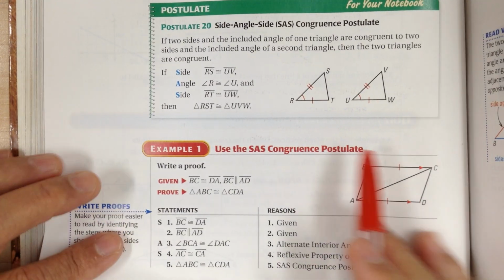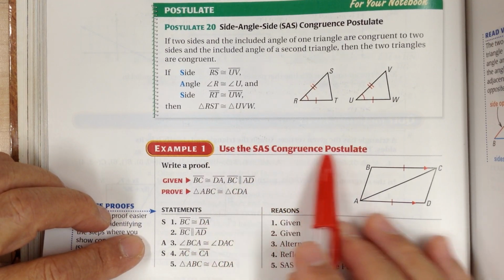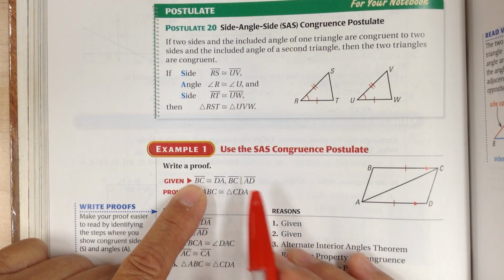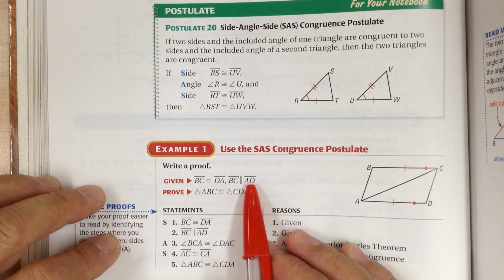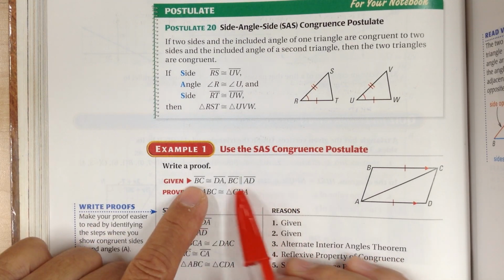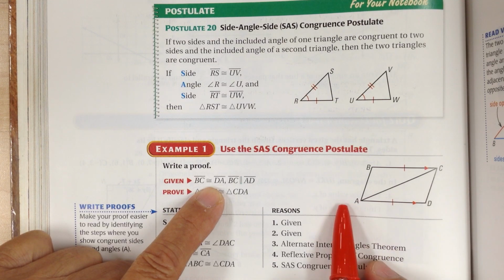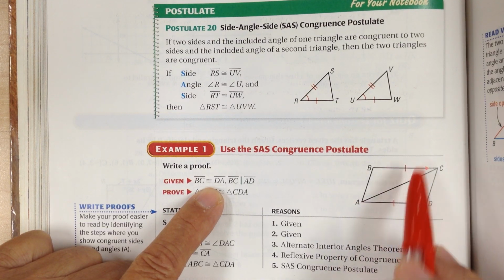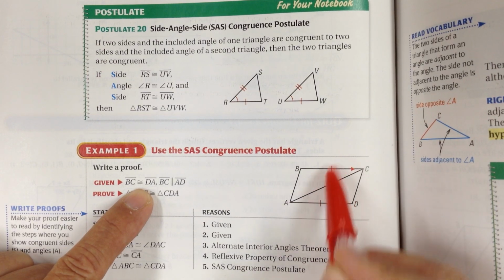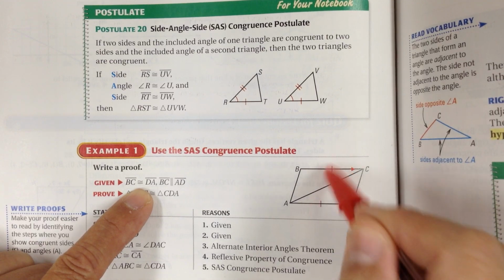Okay, let's go to example 1. It says use the SAS congruence postulate to write a proof. So, again, notice they always give you two pieces of information, and then from there you have to look for the third one. BC is congruent to DA. So you see the hash mark. Whenever they give you this, you put down the hash mark, so that way you can see clearly that this and this are congruent.